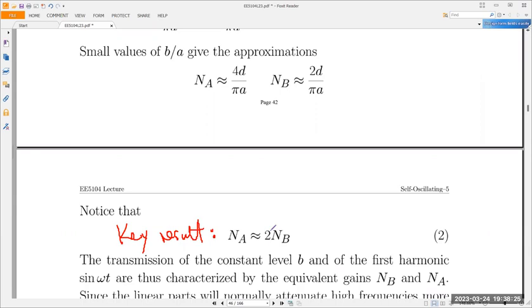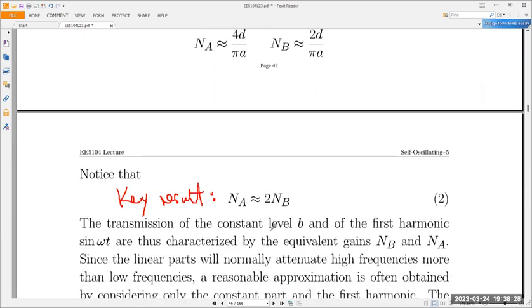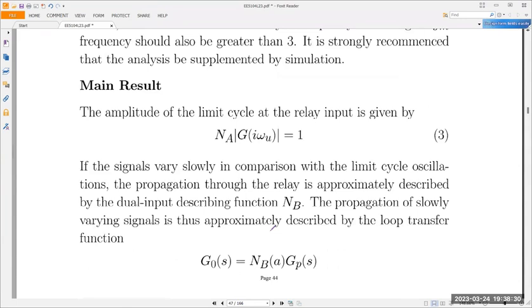All right, so we split the result into 2 parts and look at the AC part. The AC part we did before. The AC part is like that. If you have a relay, where is it? The AC part, the relay is replaced by NA. Then you connect to a plant. Then you have this.